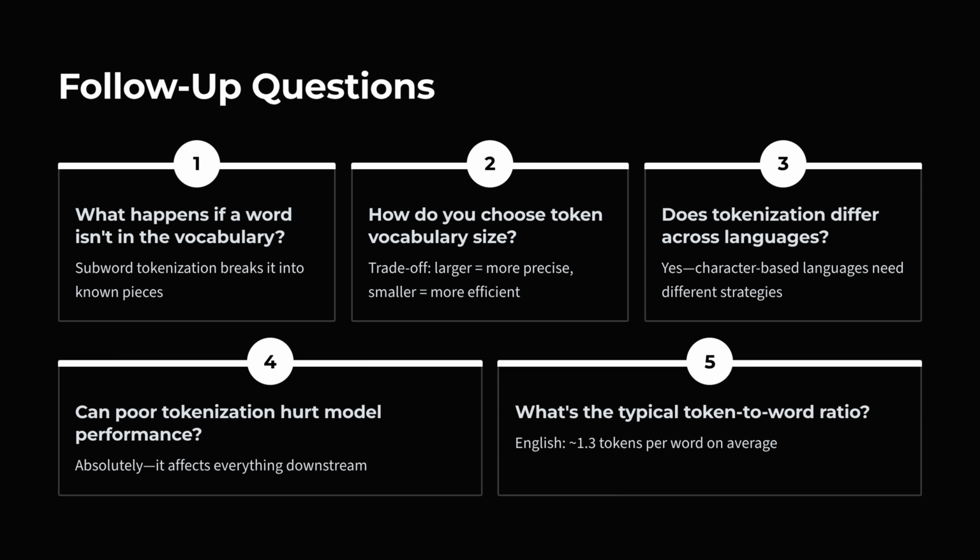They may wonder how tokenization differs across languages, and you can say character-based languages need strategies that capture meaningful chunks rather than full words. And yes, poor tokenization can absolutely hurt performance because it impacts every step afterward. If they ask about ratios, mention that English averages around 1.3 tokens per word. These answers show you understand not just what tokenization is, but how it behaves in real systems.